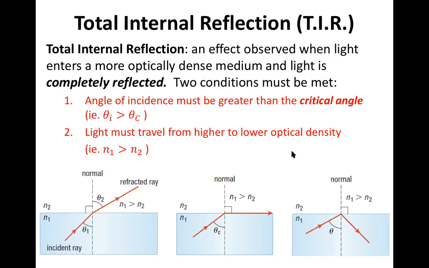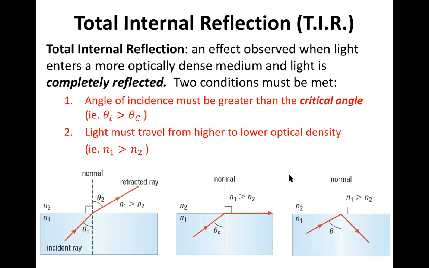So let's say this is water and this is air. There are two conditions that must be met for this to happen. The angle of incidence must be greater than the critical angle, so theta I is bigger than theta C. And the light must travel from higher to lower optical density, so slow to fast.